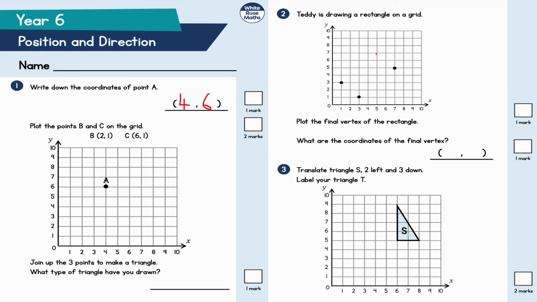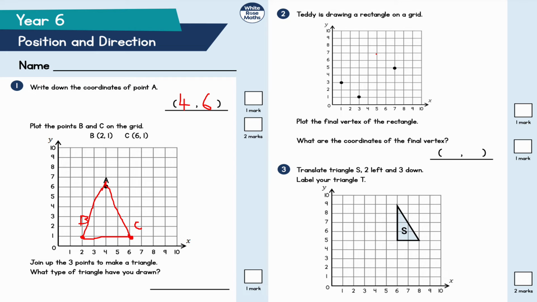Next question. Plot the points B and C on the grid. B is 2, 1, which is there. So that is letter B. And then C is 6, 1, which is going to be there. Okay. And then the next part says, join up the 3 points to make a triangle. Okay. So joining it up here, obviously I've done it freehand here, but make sure that you use a ruler when you do this. Okay.